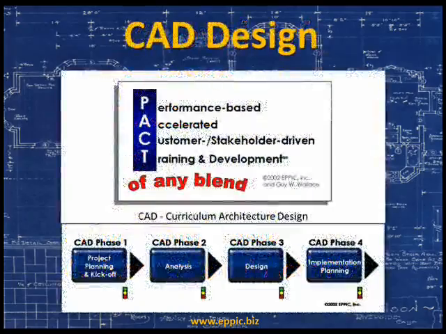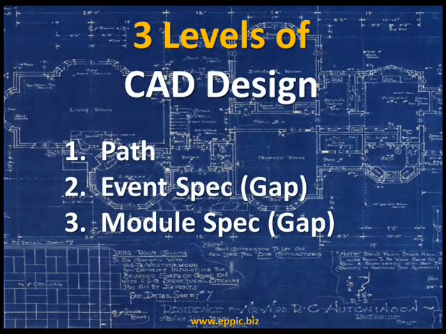In curriculum architecture design, which is a 4-phase process, there are 3 levels of design out of the 4. A curriculum architecture design project produces a training and development or learning path. It identifies for all gaps an event specification, a modular event specification. And then there are the module specifications, or specs, for the gaps within the event. If you thought of the event as a book, the modules would be the chapters of the book. The path would then be the reading assignments for some learning purposes, for some performance purposes.